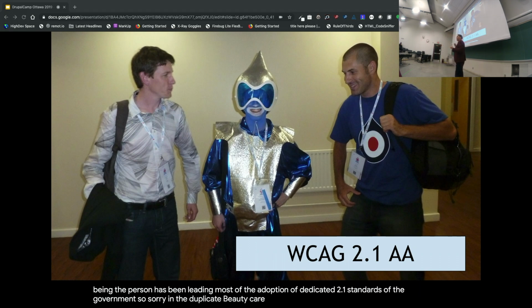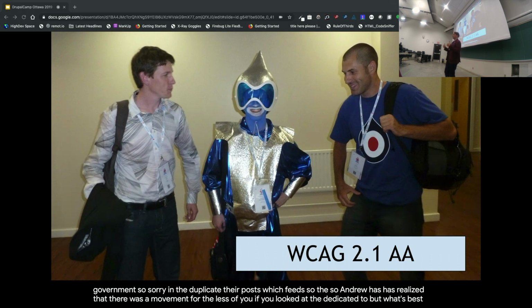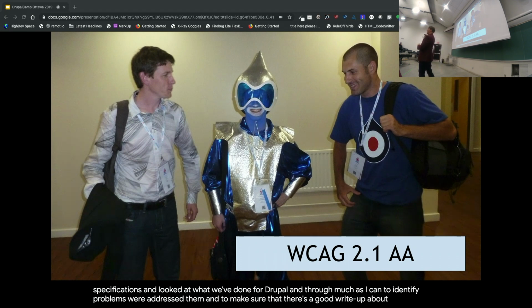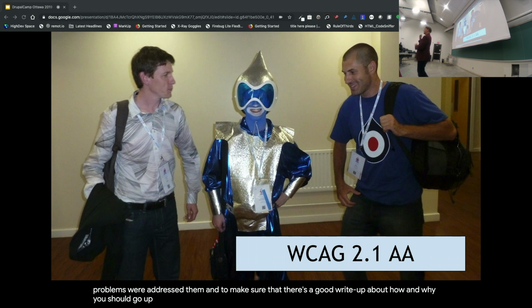So Andrew realized that there was a movement for this, and he looked at the WCAG 2.1 specifications and looked at what we had done for Drupal for meeting WCAG 2.0 and said, okay, I will collect and organize as much as I can to identify problems and address them, and to make sure that there's a good write-up about how and why we should implement improvements in Drupal 8 and 9 for WCAG 2.1. And we're going to need to do that when 2.2 gets released as well.